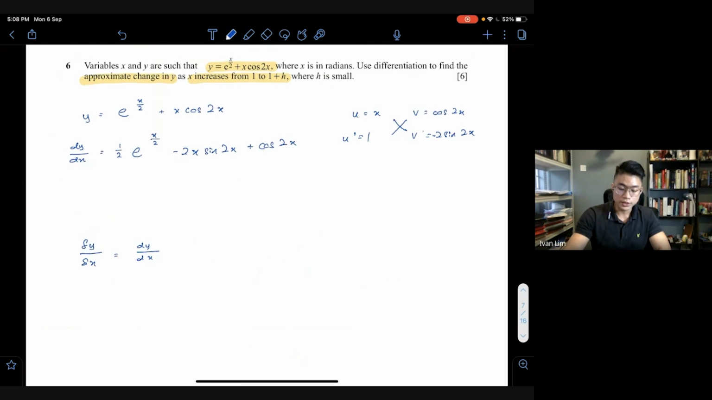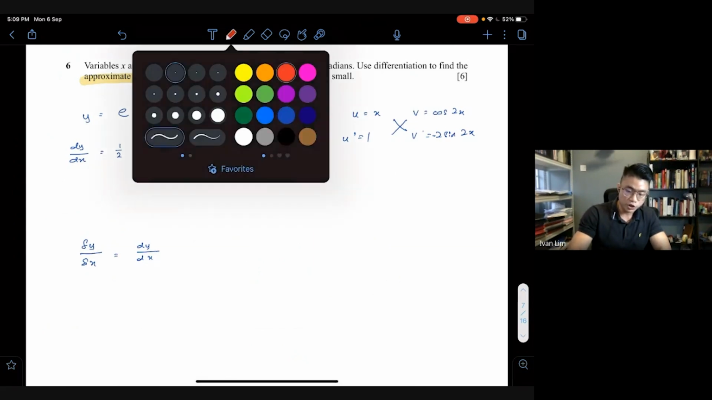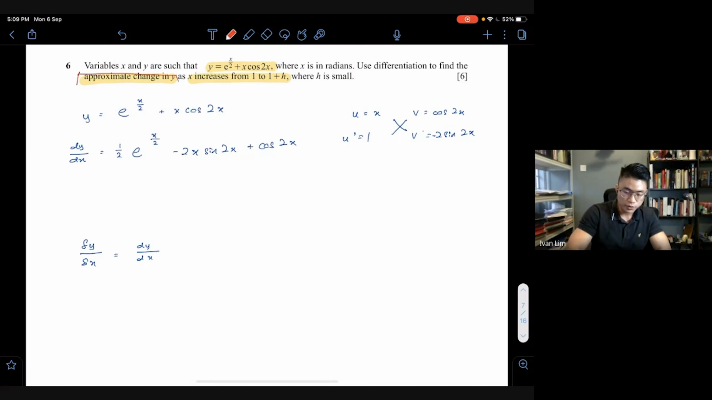So we got what is dy dx already, which is 1 over 2 e to the power x over 2 minus 2x sine 2x plus cos 2x. Now, what do we want to find? Approximate change in y. You've got to read this carefully. Sometimes they would ask for approximate change in x. If they ask you approximate change in x, normally the steps will be slightly longer, like I think 1 step longer. So don't always assume that it is approximate change in y.